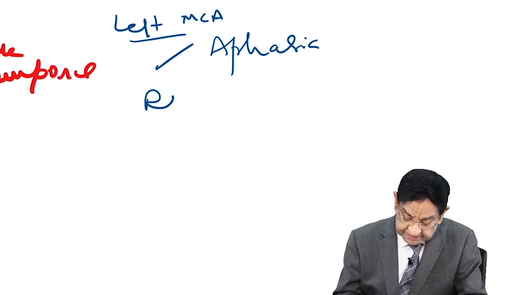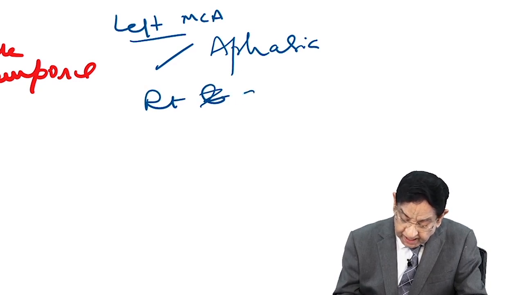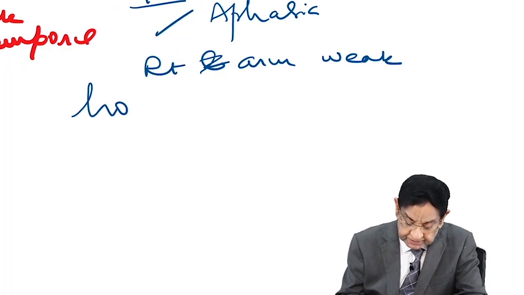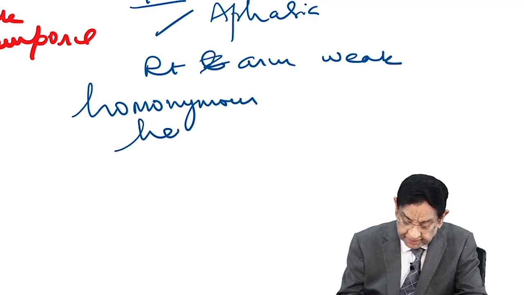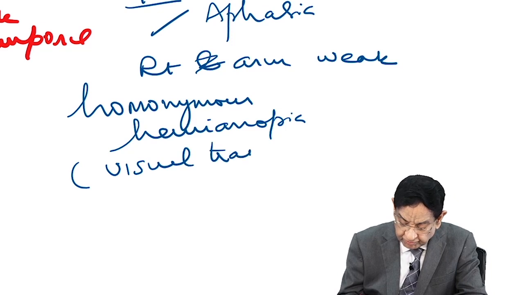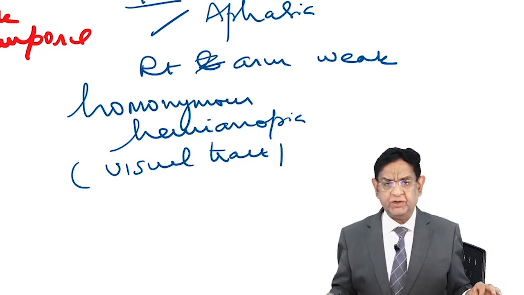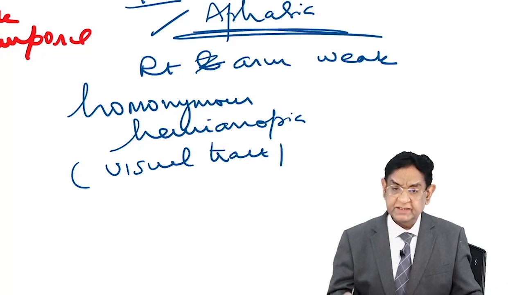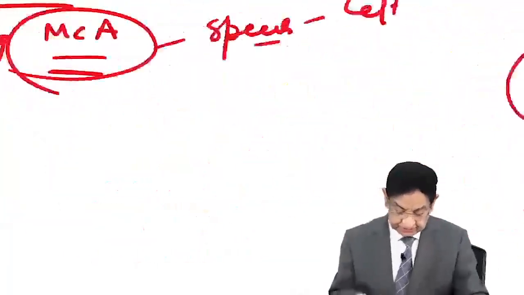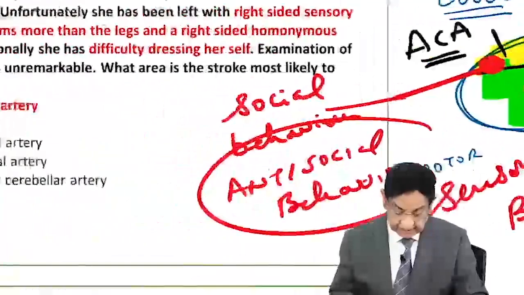Aphasia. There will be right-sided leg weakness, right-sided arm weakness. The right arm will be weak and there can be homonymous hemianopia. Why? It may involve the visual tract also. So classically, when they talk about aphasia, they are talking about the middle cerebral artery on the left side. Okay? So with this background of basic concept, now we come back.